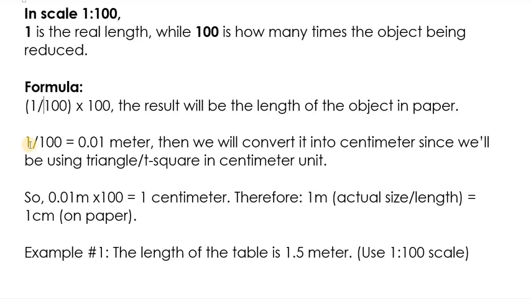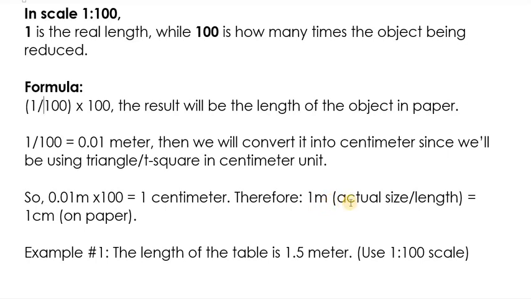Now, 1 divided by 100 equals 0.01 meter. Then we will convert it into centimeter since we'll be using a triangle or T-square in centimeter unit. Triangle and T-square have no inches, have no meter in unit. So all of the number lines there are in centimeter unit. That's why it's very important to convert it into centimeter. 1 divided by 100 is 0.01 meter. Therefore, 0.01 meter times 100 equals 1 centimeter.